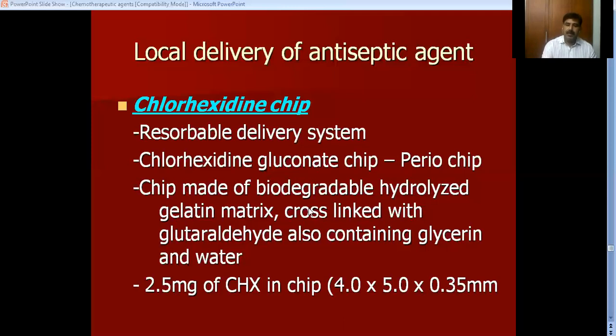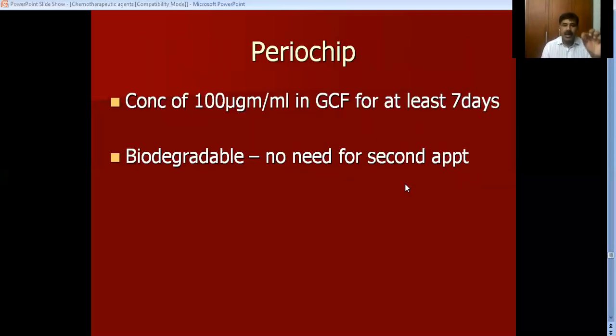And this chip is made up of a biodegradable hydrolyzed gelatin matrix, which is cross-linked with glutaraldehyde. And the amount of drug chlorhexidine present in this chip is 2.5 milligrams, and it gives a concentration of 100 microgram per ml for a period of 7 days. The advantage here of PerioChip is it's biodegradable. You don't have to recall the patient for a second appointment.